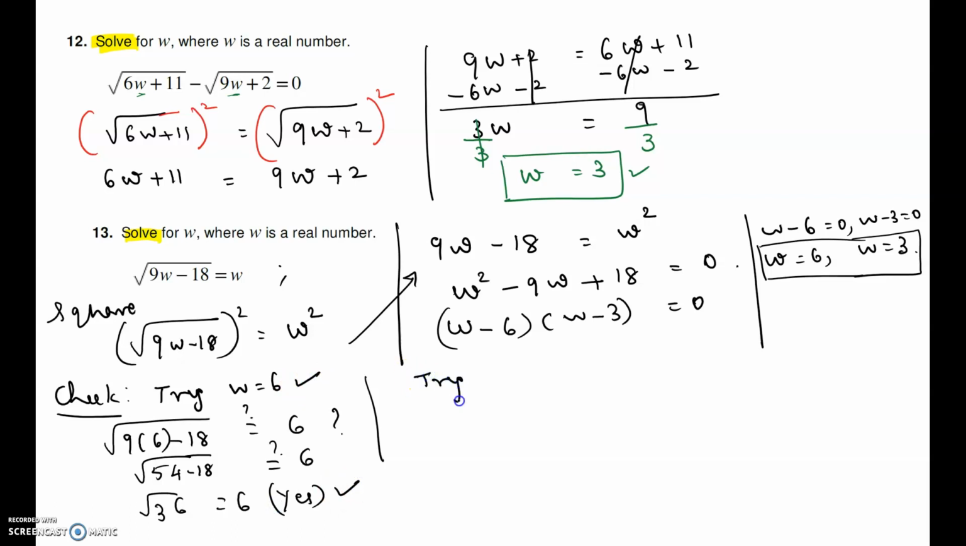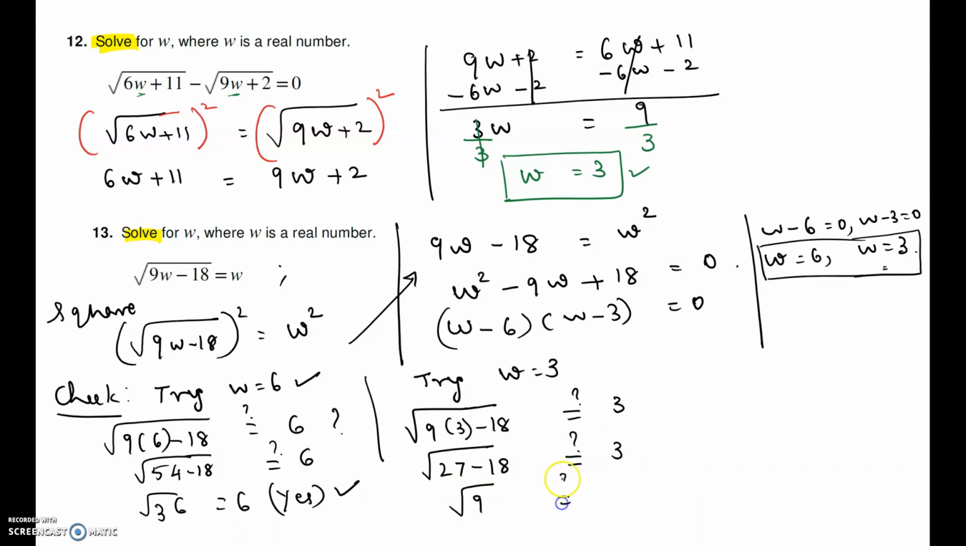Same way, let's try w equal to 3, the second value of w that we got. So plug it into the original equations. So 9 times 3 minus 18, is it equal to 3? Square root of 27 minus 18, is it equal to 3? That is square root of 9, is it equal to 3? It is a yes. Therefore, w equal to 3 is also a solution.